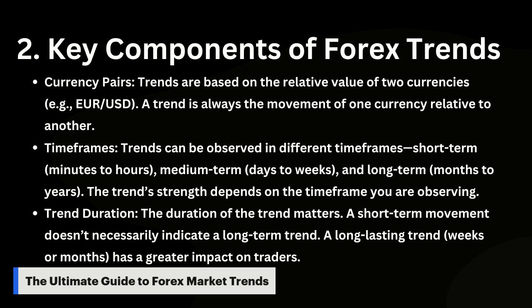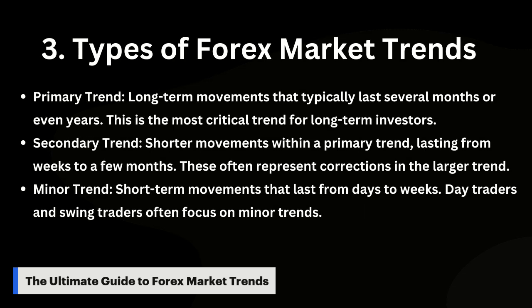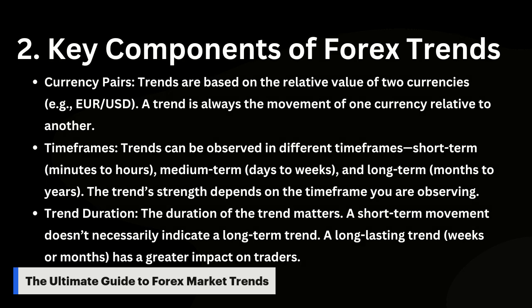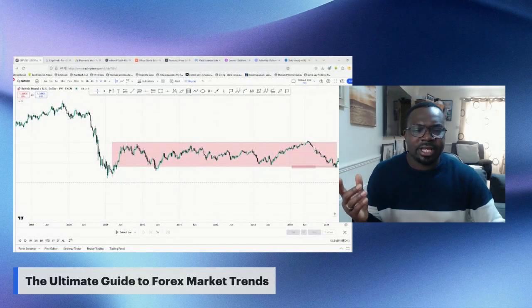Now, duration. Trend duration matters a lot. A short-term movement doesn't necessarily indicate a long-term trend or long-term movement. And we also have a long-lasting trend, which will take weeks or months. We also have trends that run on a shorter schedule of time. I'm dealing with the primary types of trend now. When you look at the types of trend, then you'll be able to understand. First of all, go back to this. Understand that there are short terms and there are long terms. So let's identify that within the chart. First of all, you want to know what is long term and what is short term.